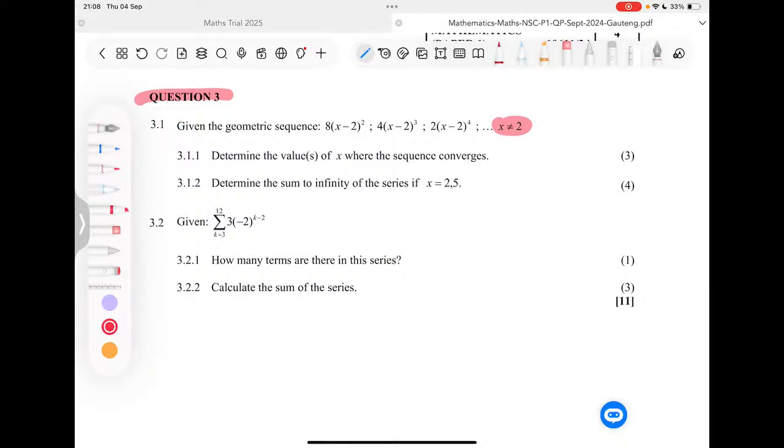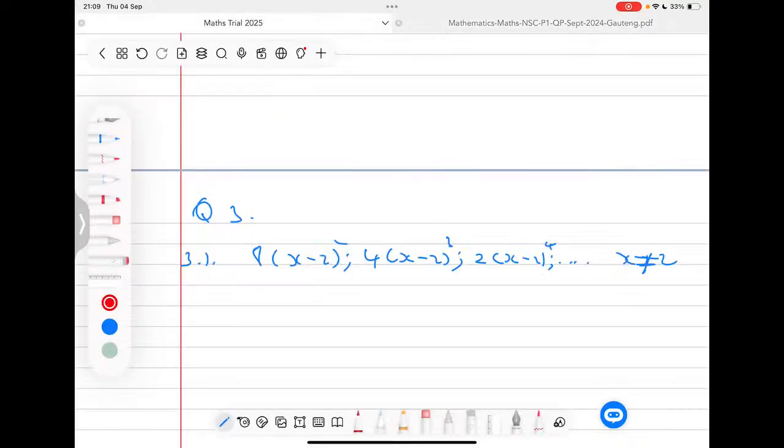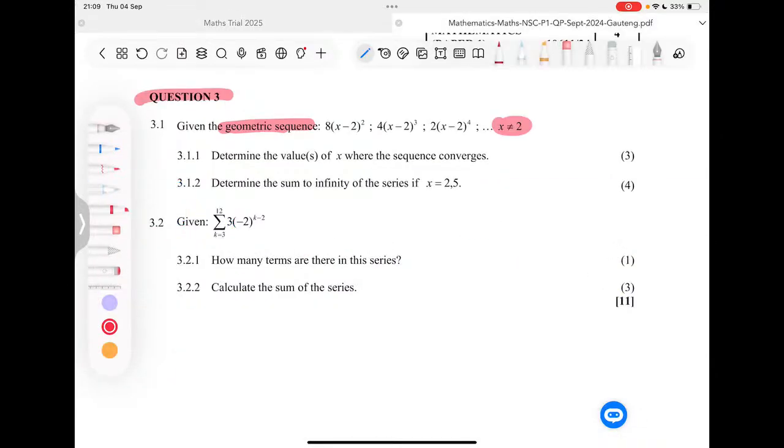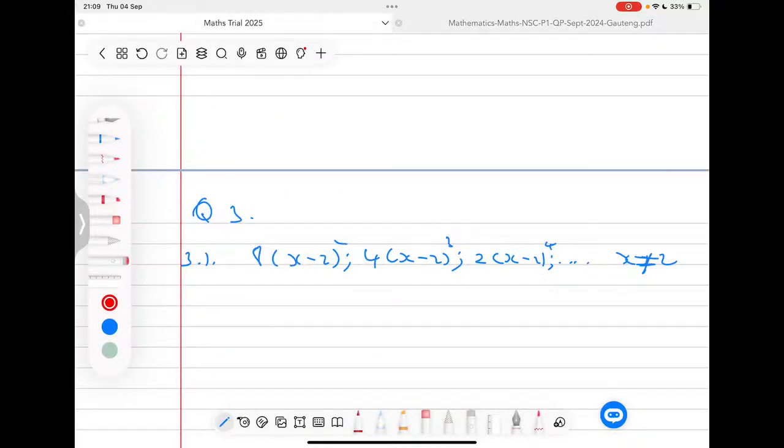We are told that this thing is a geometric sequence, so it must have a common ratio, right? Now, the question then says to us 3.1.1: determine the value or values of x where the sequence converges. Very important question that you will always get in your exam, and you need to really understand what it means.